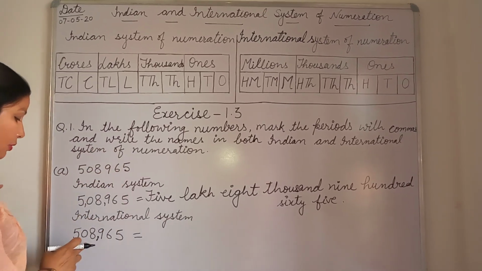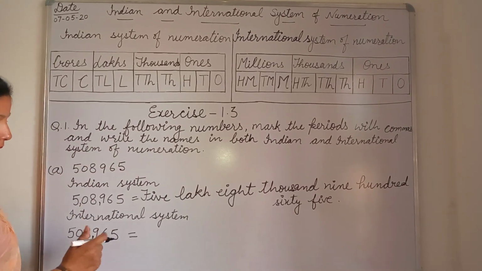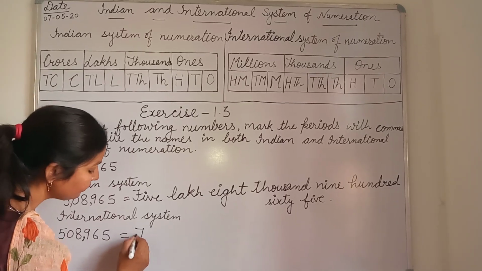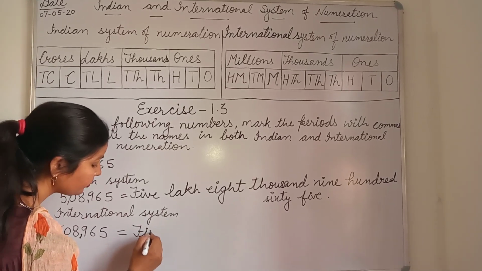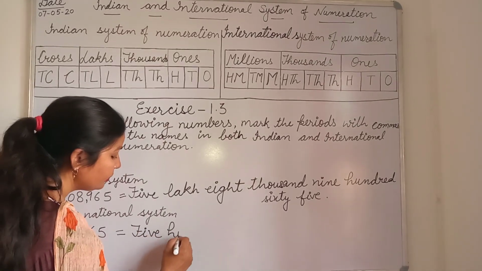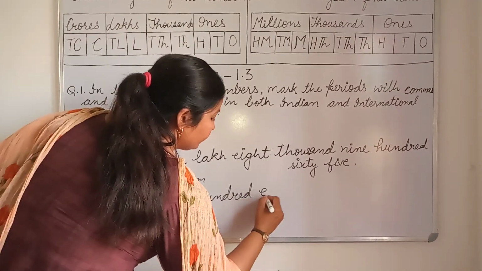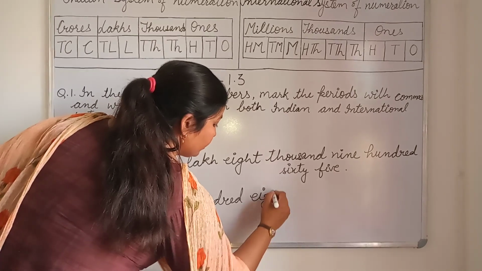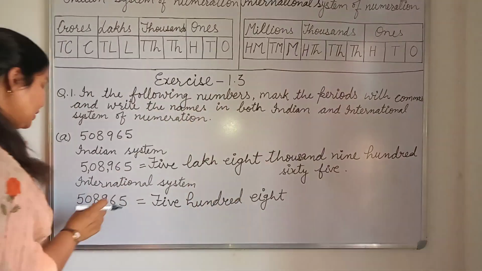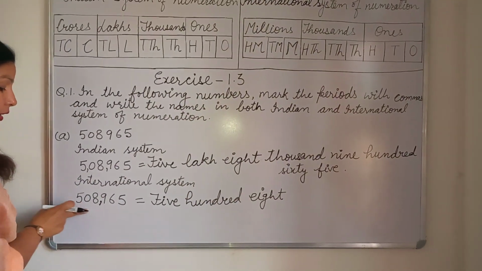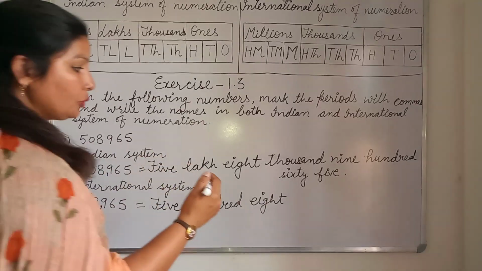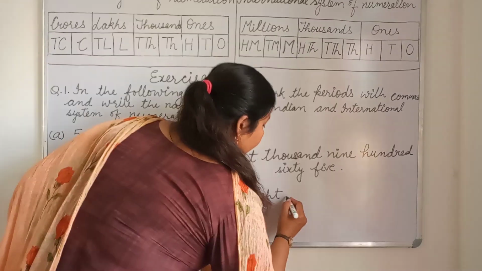Okay. So now 508. You write here 508. Now in which period is this? These are in the thousand period. So after that we should use thousand. 508 thousand.